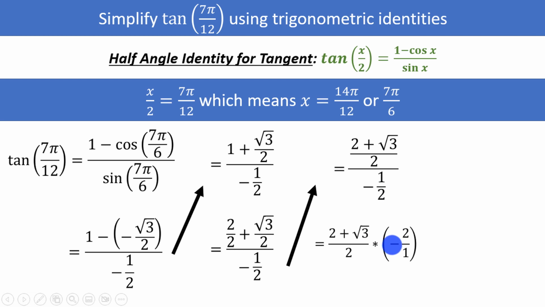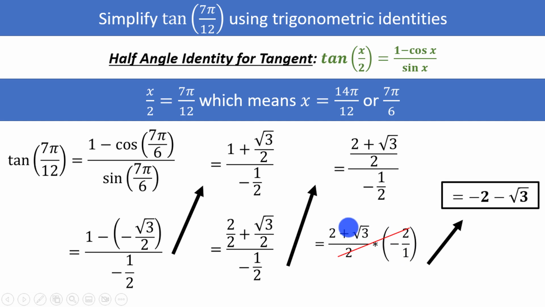We can reciprocate the denominator and multiply so that we get 2 plus the square root of 3 over 2 times negative 2 over 1. The 2's will cancel, and we will have 2 plus the square root of 3 times negative 1. If we distribute the negative sign, we will get negative 2 minus the square root of 3. Tangent of 7 pi over 12 is the same thing as negative 2 minus the square root of 3.